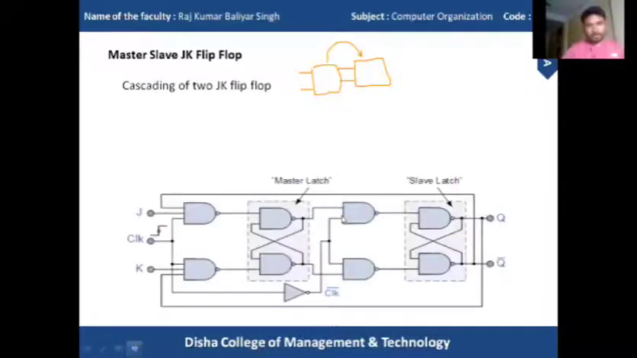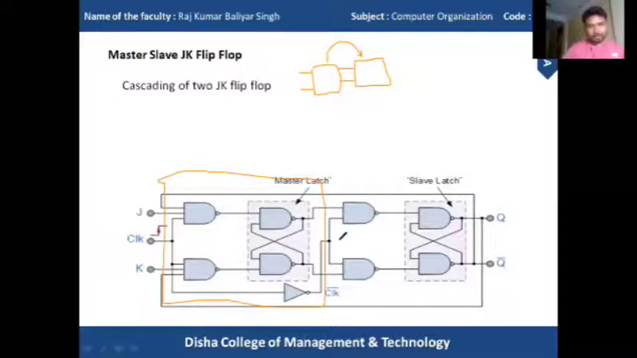This one is the circuit diagram of master slave JK flip-flop. See, in this case, the first is one JK flip-flop, and the second one is another JK flip-flop. Here both flip-flops are connected in series connection, and this connection is called cascading connection.